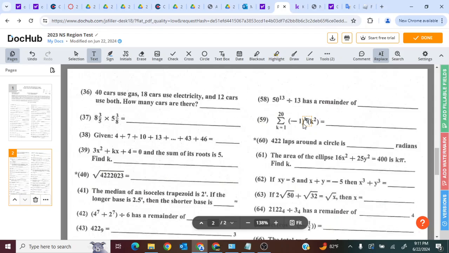Okay, k is equal to 1. 20 negative 1 to the power of k times k squared.